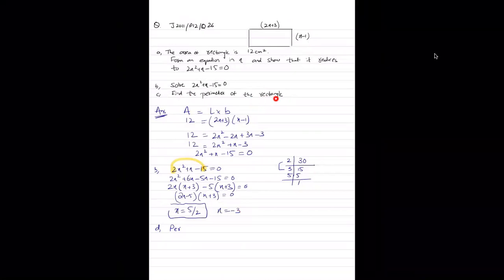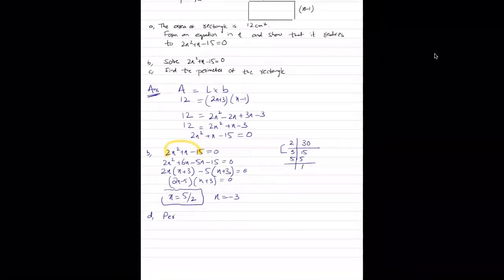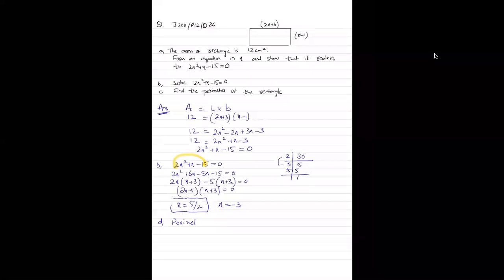You need to find the perimeter of the rectangle. The perimeter is going to be equal to 2 times length plus 2 times breadth. The length is 2x plus 3. The breadth is x minus 1. After simplifying this, you get 4x plus 6 plus 2x minus 2, which is 6x plus 4. You can substitute x as 5 upon 2, 15 plus 4, that is 19 centimeter.